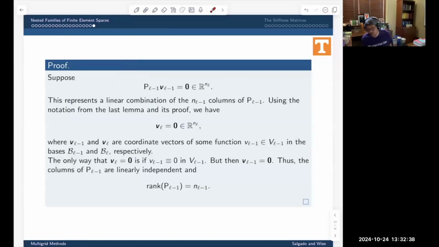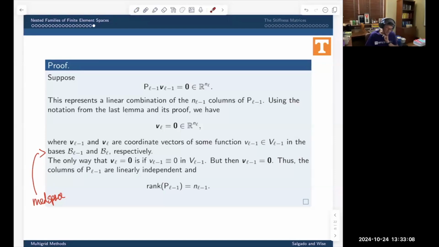There are two ways to show this. There's a direct way to show it, and then there's an indirect way. I'll show you both ways. So here's the direct way. Let's just deal with P, the P matrix. The same sort of ideas can be done for the R matrix.